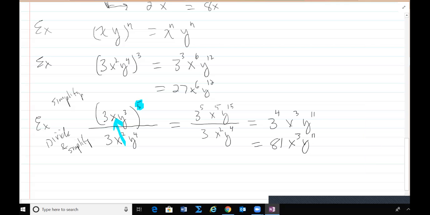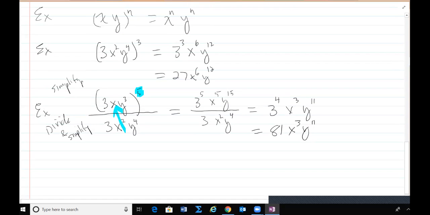Okay, so let's look at another one. Let's do one more of these. Another example here. Let's say we got 2x to the 5th, y squared, and that's raised to the 3rd power, and then maybe we have x to the 2nd, y, and that's raised to the 2nd power.